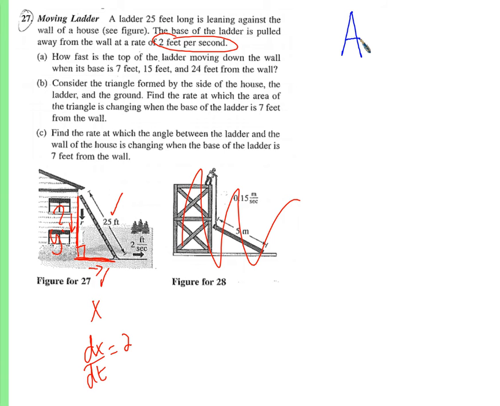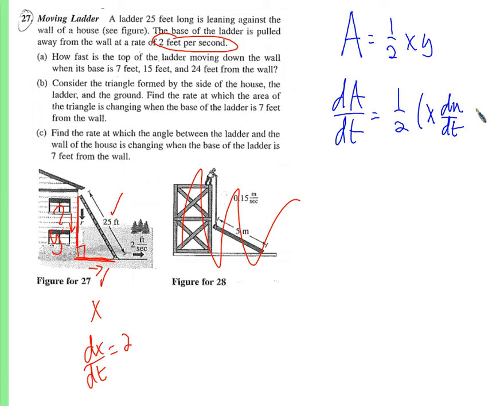Okay, so area equals 1/2 xy. Very good. So, take the derivative with respect to time. That's step number two we just laid out. 1/2 times x dy/dt plus y dx/dt. Right? Product rule.